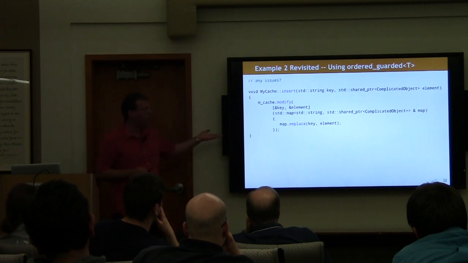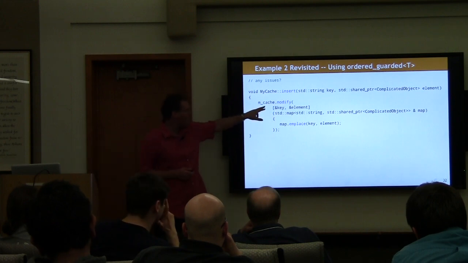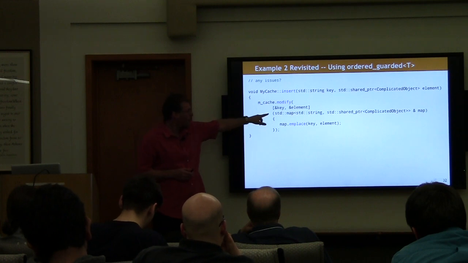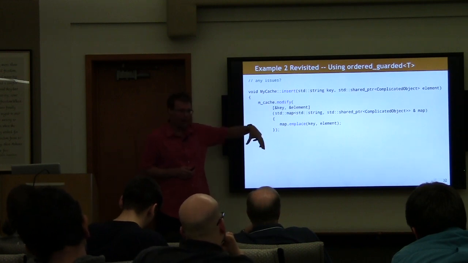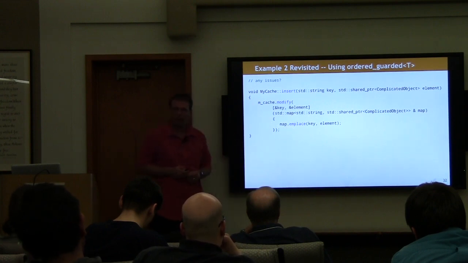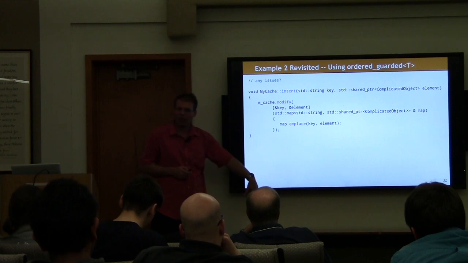This is what code using this now looks like. I have no explicit locking at all. I have a modify. I pass in a lambda that says the operation to do. The parameter to the lambda is the data. So the lambda is passed the guarded data, and it can do whatever it likes with that data. But I have no way to access the lock that was acquired. So I can't pass the lock out of this lambda.